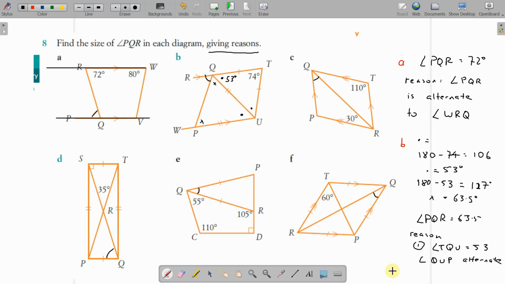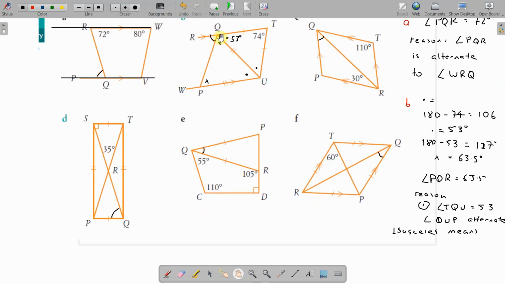We have an isosceles triangle, which means QPU is 63.5. Which means that angle PQR also equals 63.5 because it's alternate.